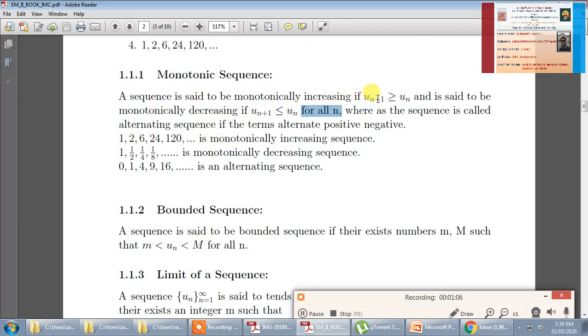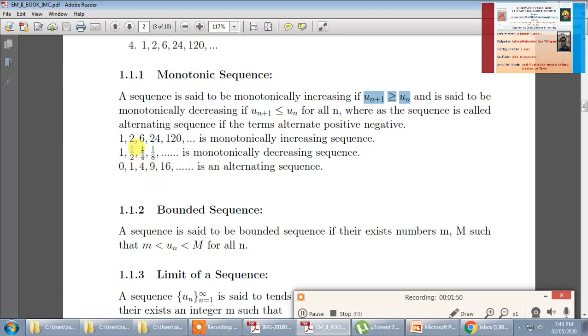So see what is the definition of this. If you put n equal to 1, you will find that u(n+1), that is u2, should be greater than or equal to u1, u3 should be greater than or equal to u2, u4 should be greater than or equal to u3, and so on. So this condition should be satisfied for all n. In similar way, if I put n equal to 1 here, we get u2 less than or equal to u1. Then if you put n equal to 2, u3 less than or equal to u2, and so on. So if it is happening, it is called monotonically decreasing sequence.